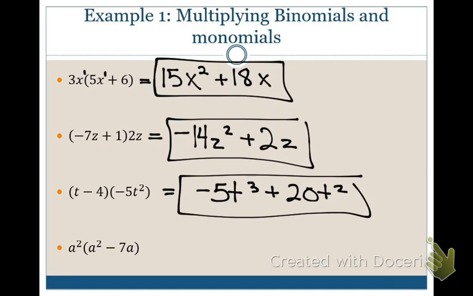It should be a to the 4th power minus 7a to the 3rd. Raise your hand if you got it. Okay, awesome. Moving on to example 2.